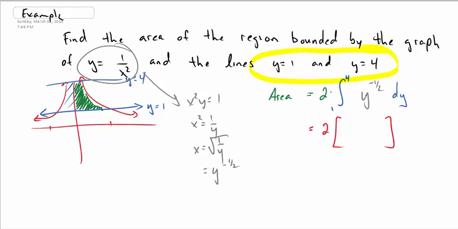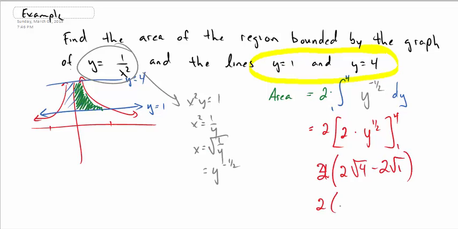So 2 times, we increase the power by 1, divide by that new power, evaluate at 1 and 4, so we have 2 times the square root of 4 minus 2 times the square root of 1. So the total area is 4 square units, and that would be all of this, both sides, because we multiplied by 2.